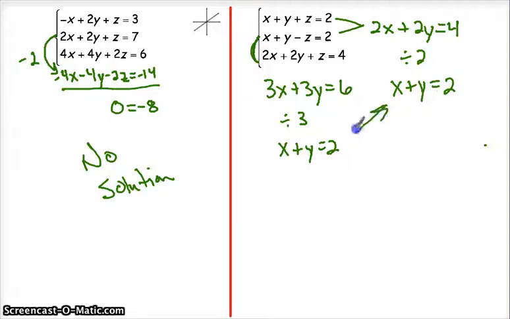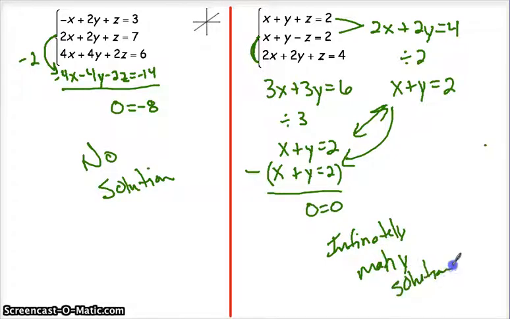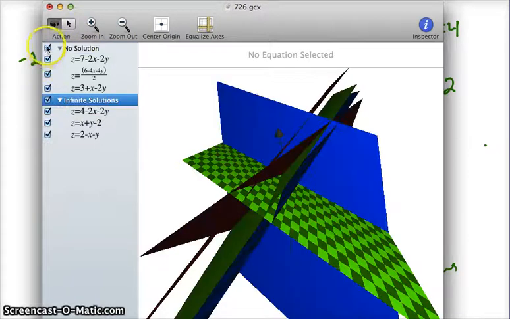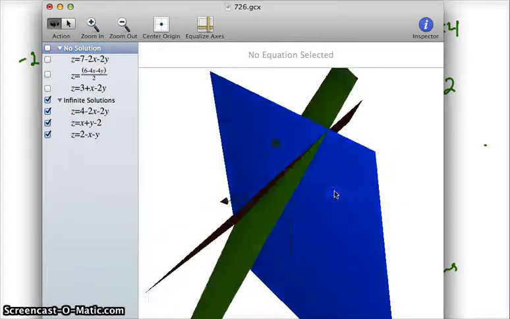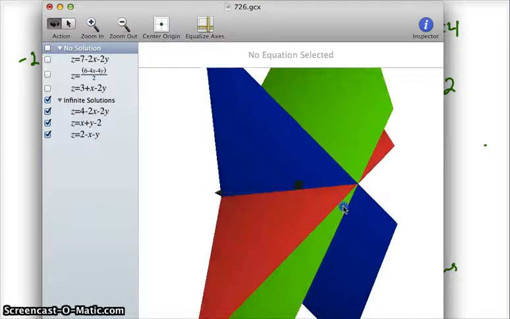And you'll notice that these 2 are the same equation. So if we went ahead and subtracted those, minus x plus y equals 2 here, you're going to have 0 equals 0 being an infinitely many solutions. And I see my spelling errors got me again. Infinitely many solutions. And again, if we take a look at our graphs there, I'm just going to turn on our infinite solutions here. You'll notice that not only do all 3 of them cross, but they actually cross in an infinite number of points. They cross on a straight line.